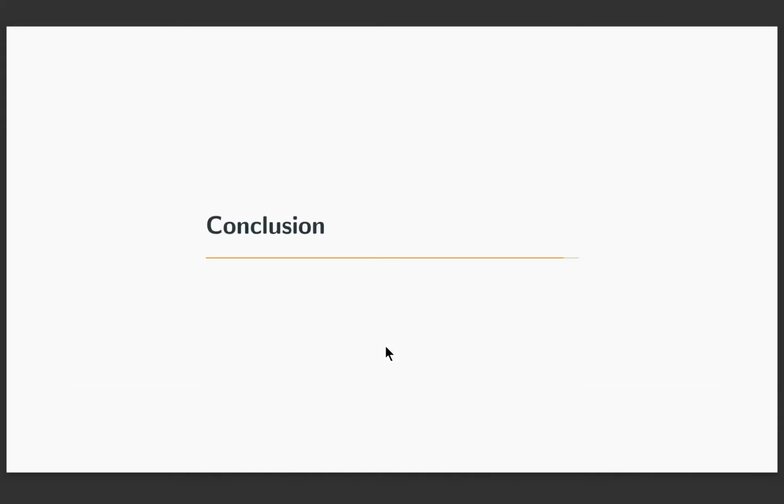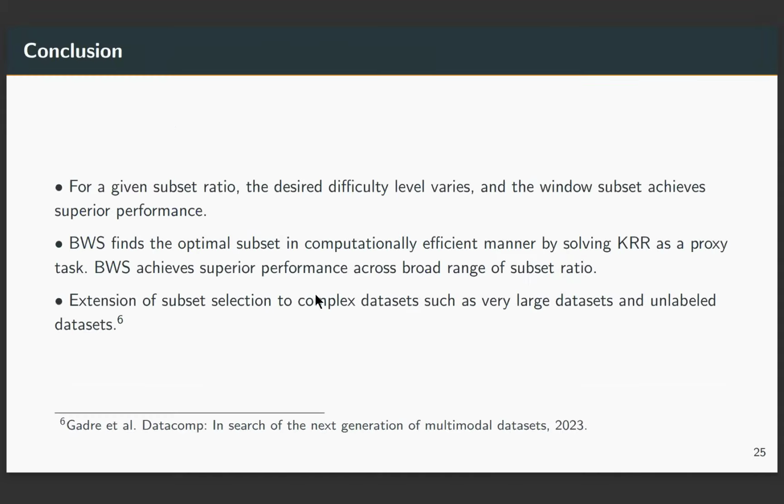As a conclusion, we figure out that for a given subset ratio, the desired difficulty level varies, and the window subset achieves superior performance because it is composed of the data with the desired difficulty level. And BWS finds the optimal subset in a computationally efficient manner by solving kernel ridge regression as a proxy task, and it achieves superior performance across a broad range of subset ratios. As future work, extension of subset selection to complex datasets, such as very large datasets and unlabeled datasets, can be a promising problem.